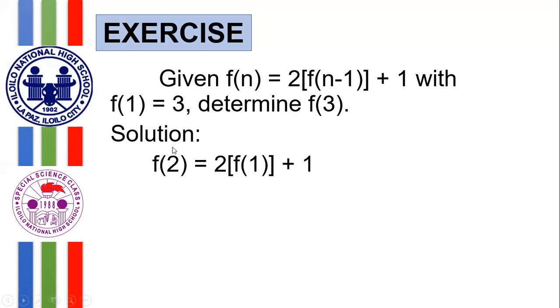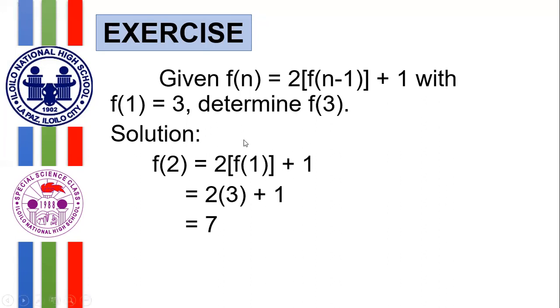So we replace n with 2 for a while. With that, replacing all n's by 2, we have f of 2 equals 2 times f of 2 minus 1, or f of 1, plus 1. But what is f of 1? Based on the given, it is 3. Therefore, substitution gives us 2 times 3 plus 1, which is 7. So 7 is the second term. However, it is not yet the final answer because we are looking for f of 3.